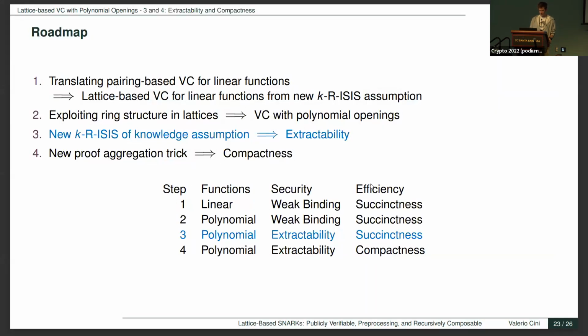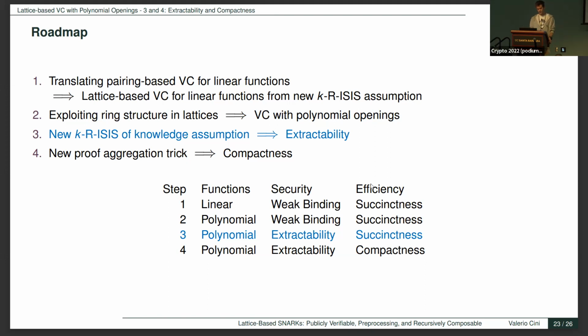So I will briefly talk about the last two steps. Once we have a vector commitment which supports opening to polynomial maps, which is weakly binding, to get extractability we have to introduce a knowledge version of the SIS assumption. And this is basically due to the impossibility result of Gentry and Wichs, which says that you cannot get an adaptive sound SNARK in a black-box way from a falsifiable assumption. So we have to introduce some non-falsifiable assumption to get extractability.